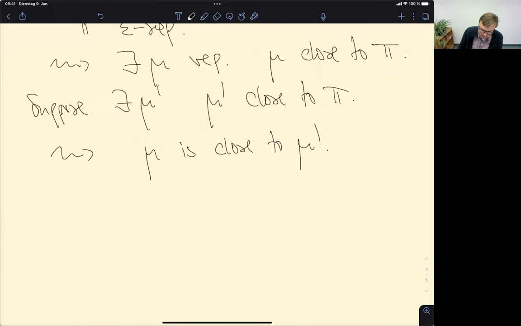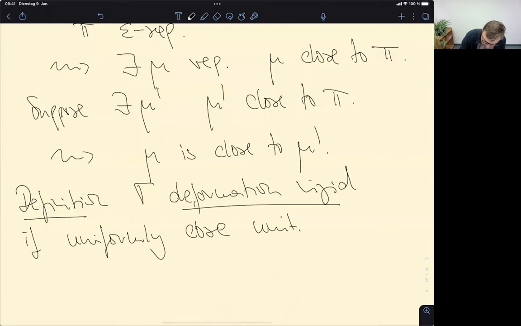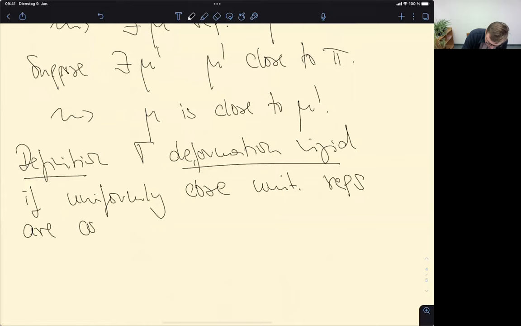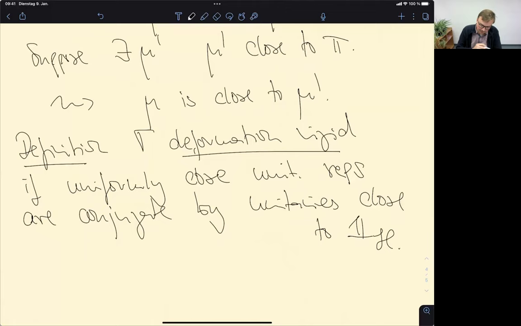So let me tell you the definition now. We say that gamma is deformation rigid if uniformly close unitary representations are conjugate by unitaries close to the identity operator on the Hilbert space. If you make that precise, you have to say: for all delta, there exists an epsilon, so that all unitary representations that are epsilon close are actually conjugate by a unitary that's only delta away from the identity.